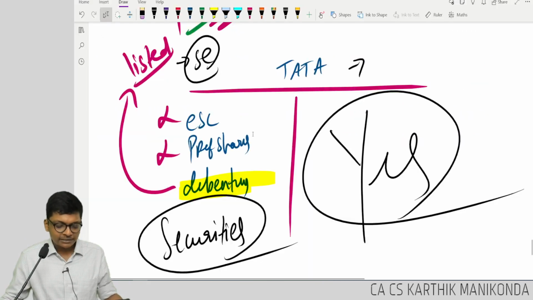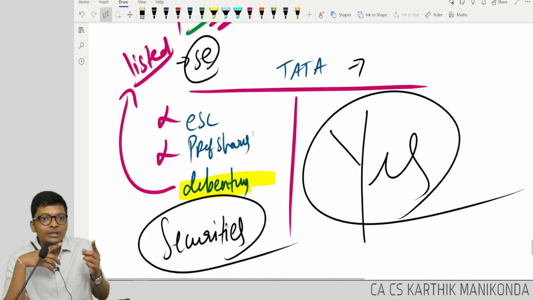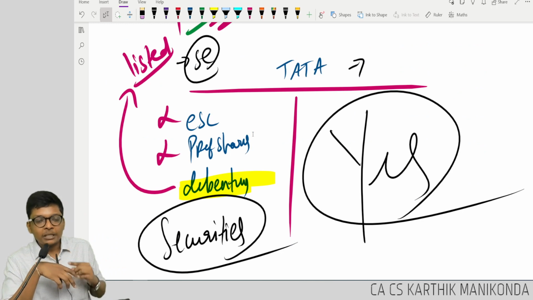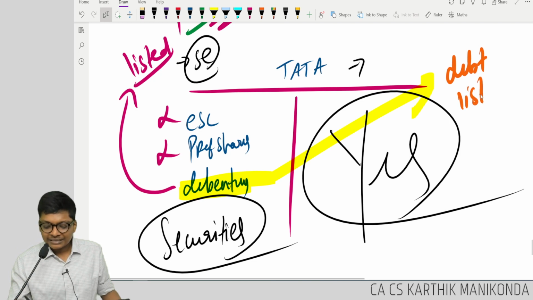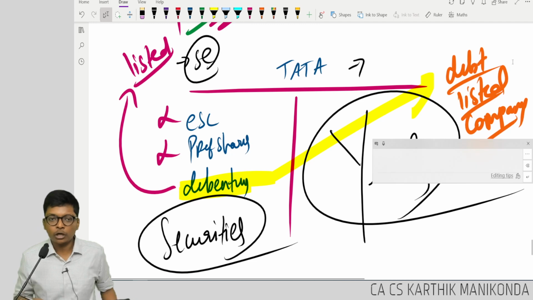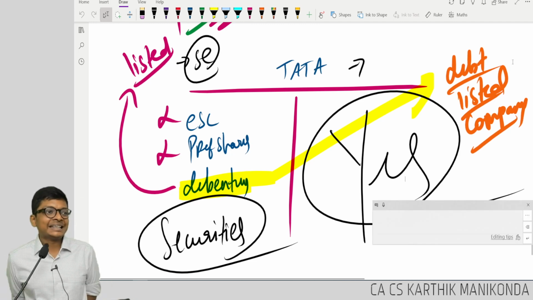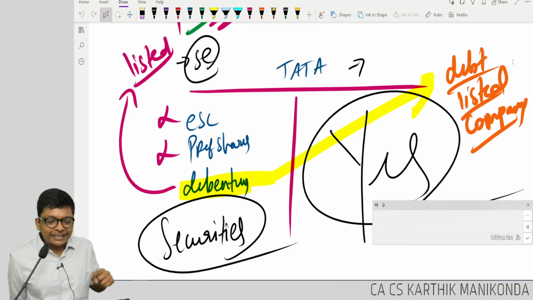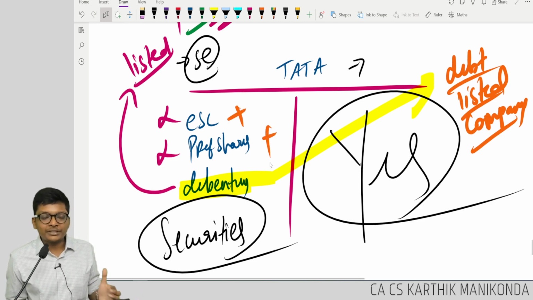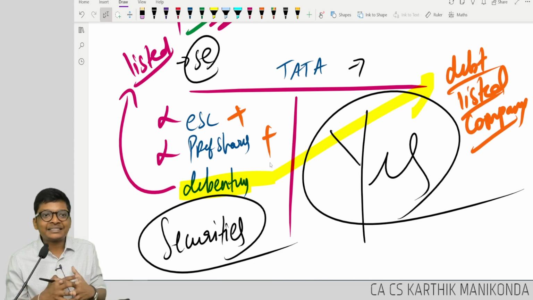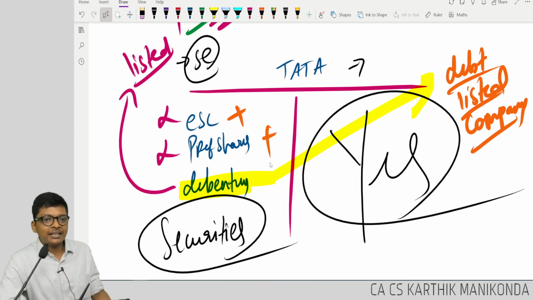Are you following, guys? So just like how shares can be bought and sold, debentures also can be bought and sold. This company, Ashirvad Microfinance, is in Chennai only. It's called a debt listed company. It's called what, guys? Debt listed company. That means only the debt securities are listed. I can list equity and preference also. Then both equity and preference will be listed. Are you following, guys? Clear? Understanding?